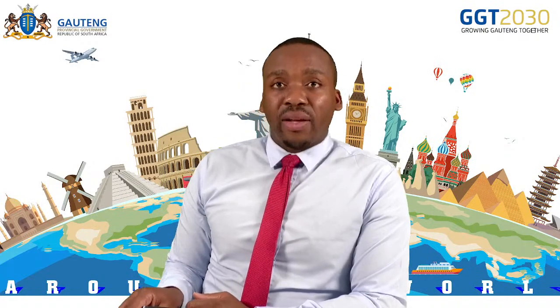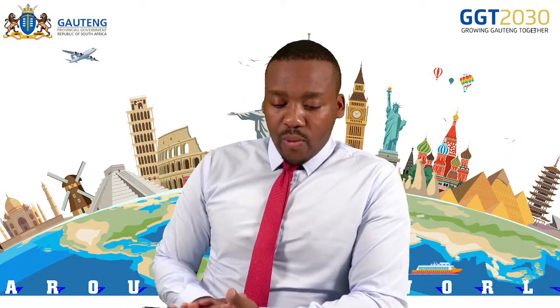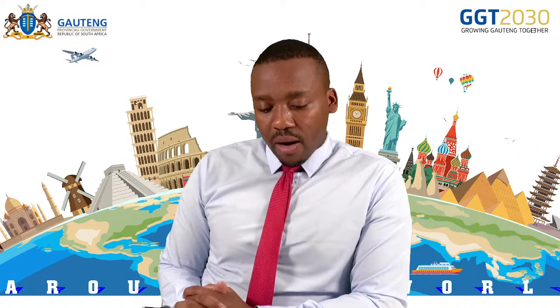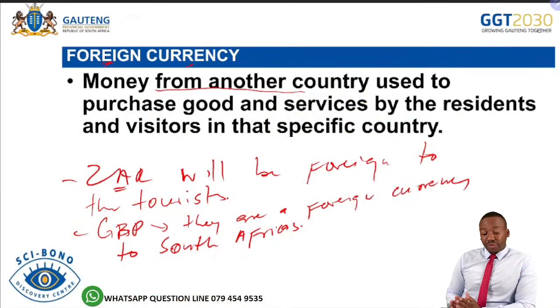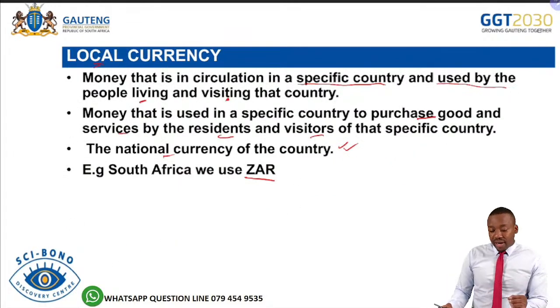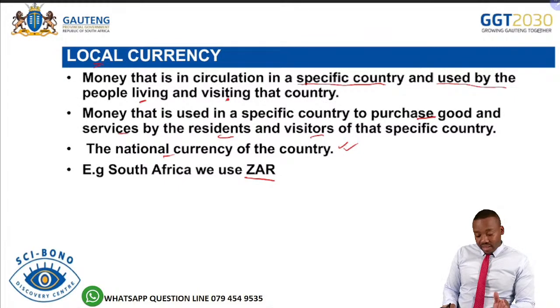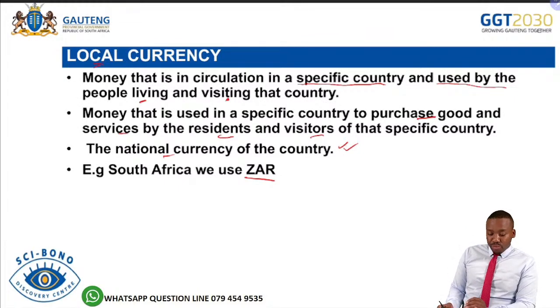Right, welcome back. We are still dealing with foreign exchange calculations. We were just explaining, before we went off, the difference between foreign currency and local currency. We said foreign currency is money from another country used to purchase goods and services by residents and visitors in that specific country. Then local currency is money that is in circulation in a specific country and used by people living in and visiting that country.